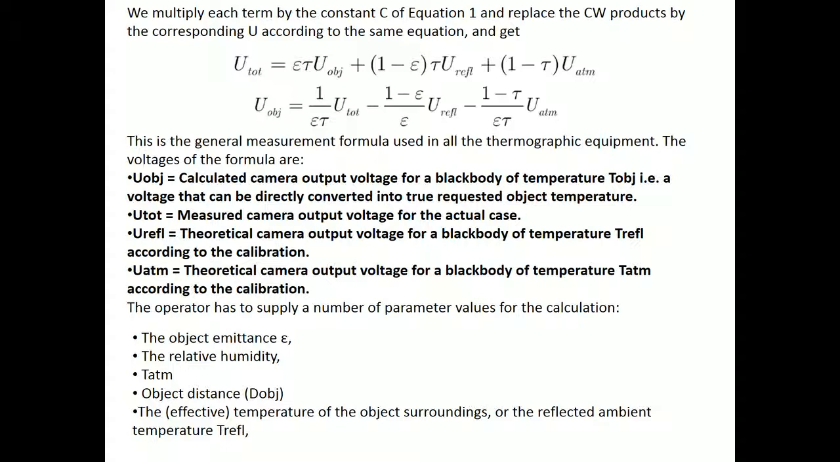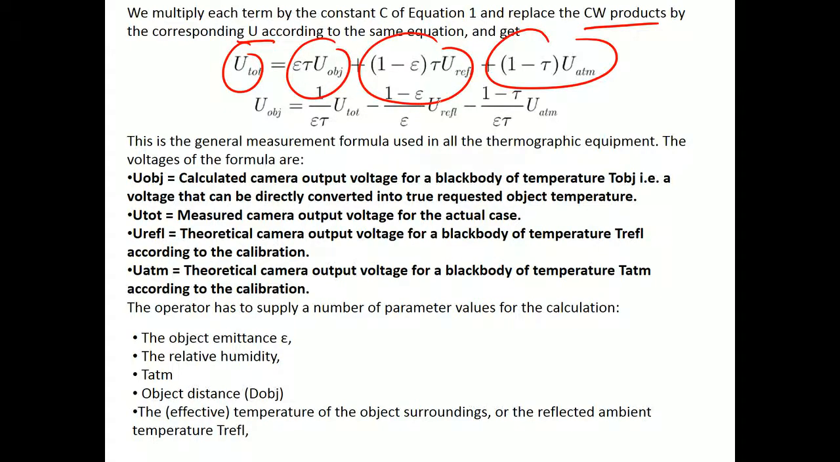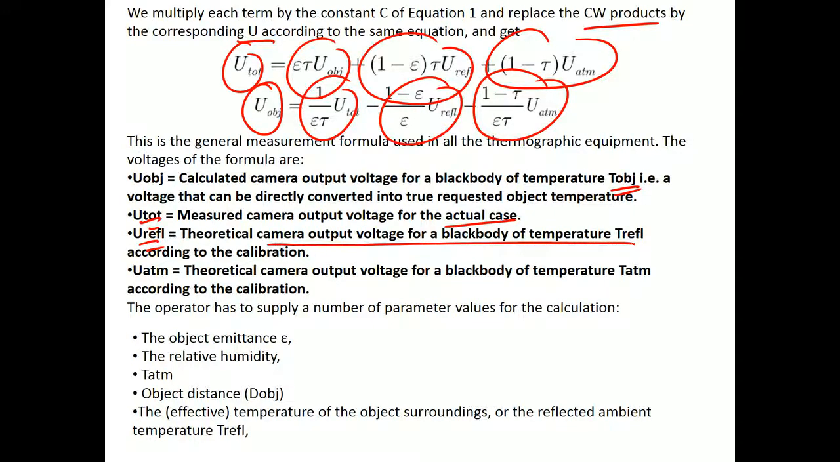Now, we multiply each term by the constant and replace the CW products by the corresponding U. So, your U total looks like this. U object is the calculated camera output voltage for a black body at temperature T object, and U total is for the actual case. U reflectance is the theoretical camera output for a black body of temperature T reflectance, and U atmosphere is the theoretical camera output voltage for a black body of temperature T ATM according to the calibration.